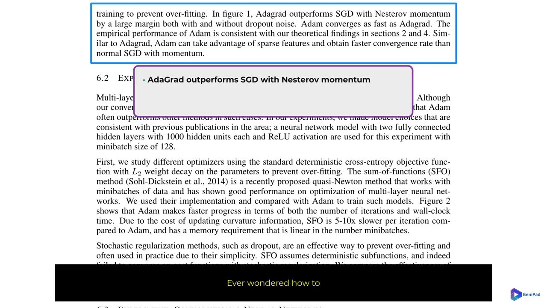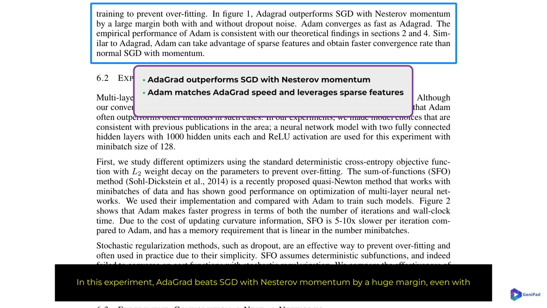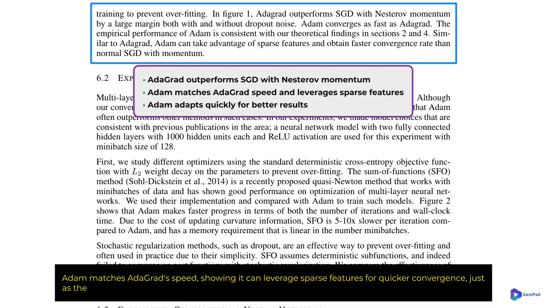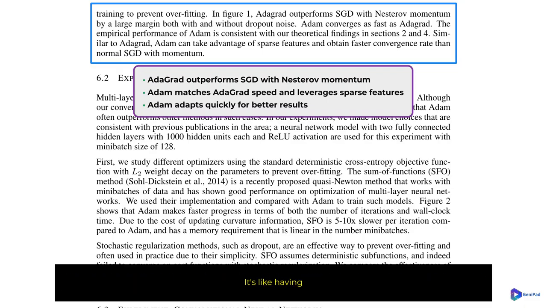Ever wondered how to stop your model from overfitting? In this experiment, Adagrad beats SGD with Nesterov momentum by a huge margin, even with dropout noise added. Adam matches Adagrad's speed, showing it can leverage sparse features for quicker convergence, just as the theory predicted. It's like having a smart assistant that adapts on the fly to get you better results faster.